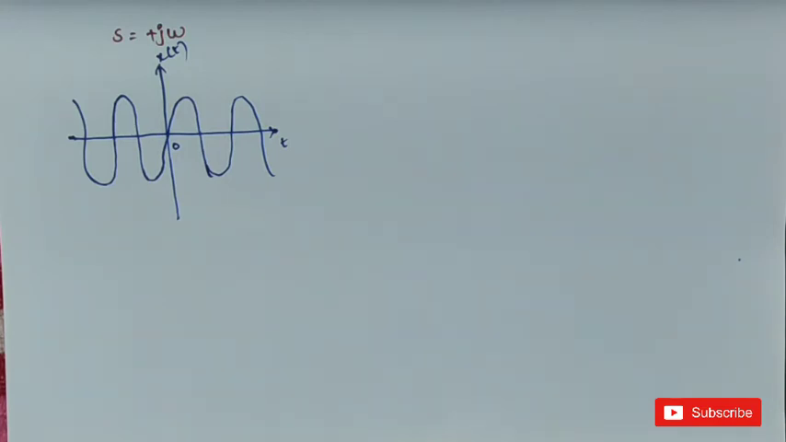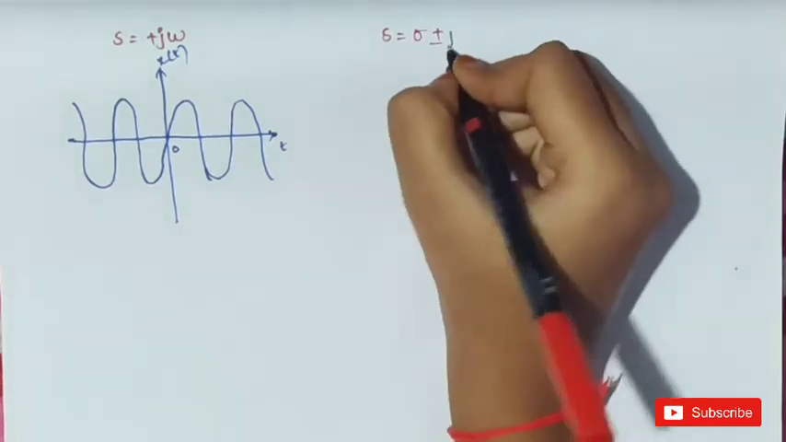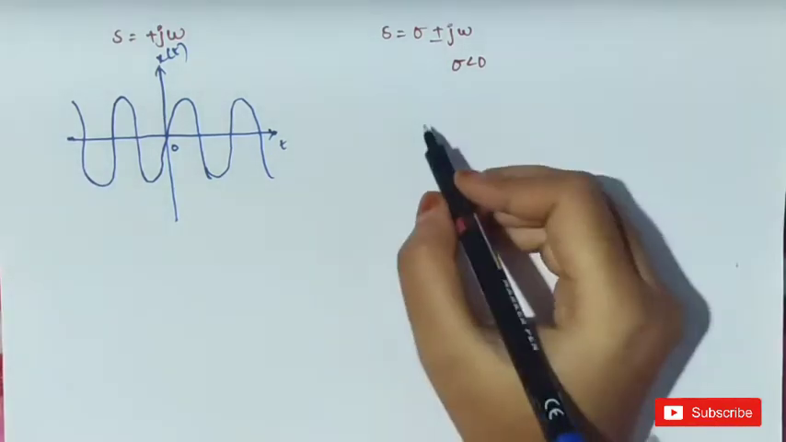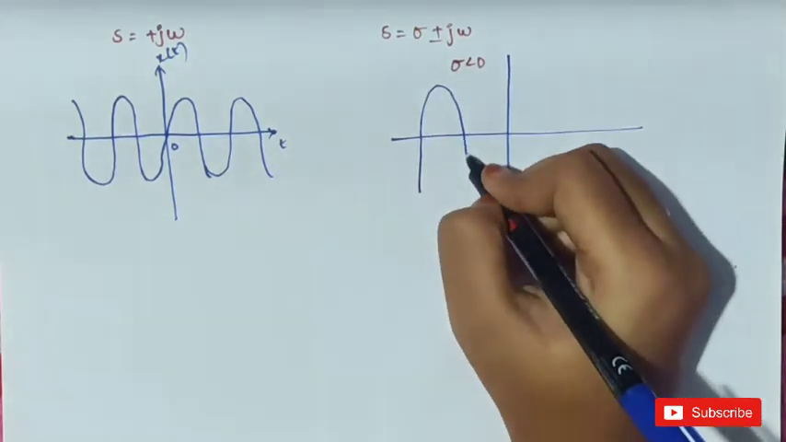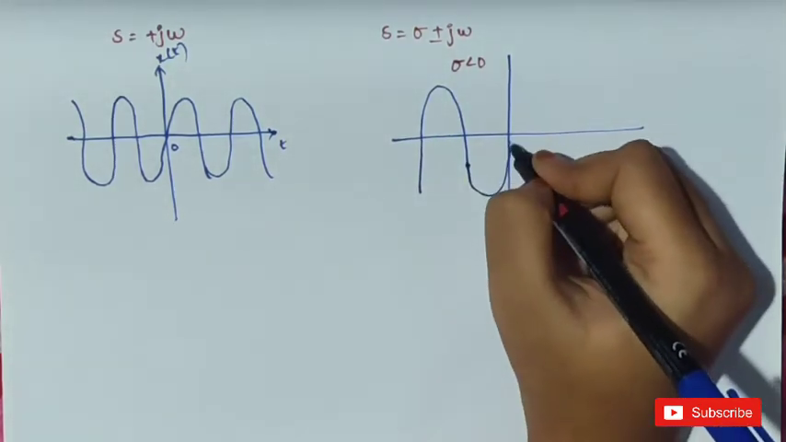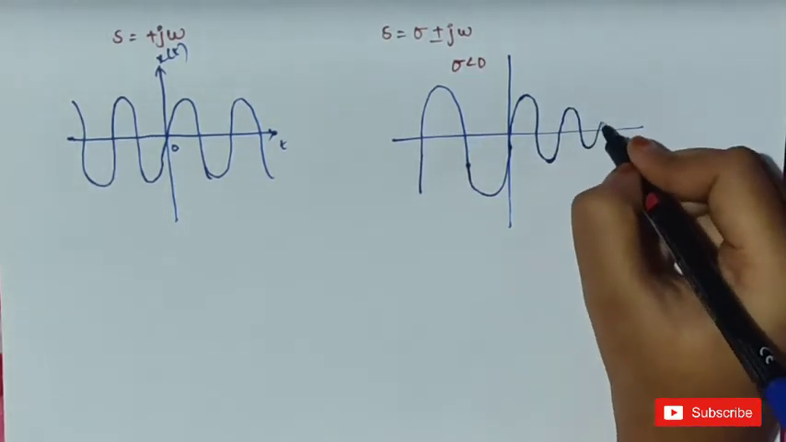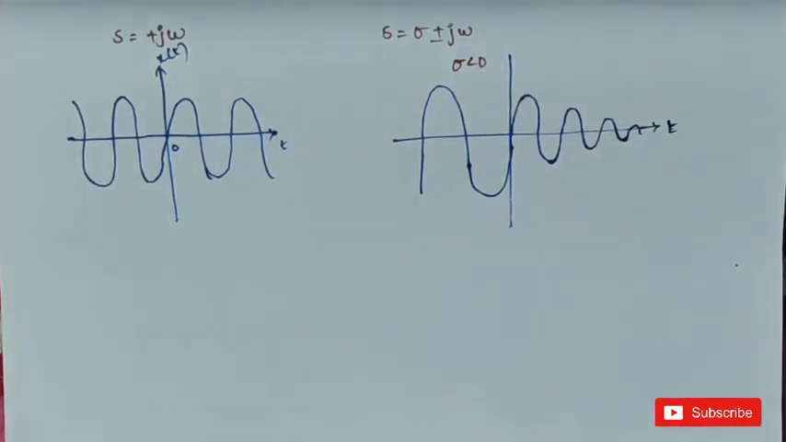If s is equal to sigma plus or minus j omega and sigma is less than 0, then the signal will be like this. This signal is decreasing; it is decaying exponentially. It is a sinusoidally decaying signal.